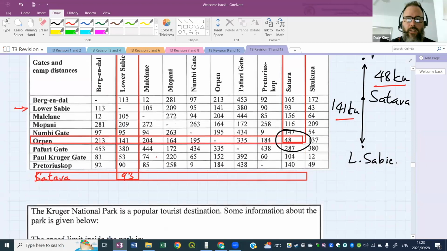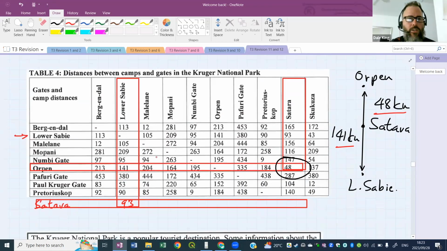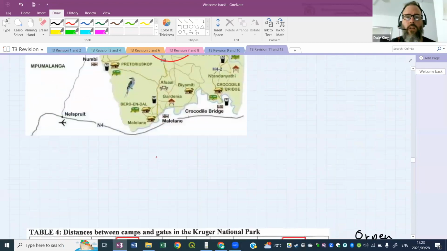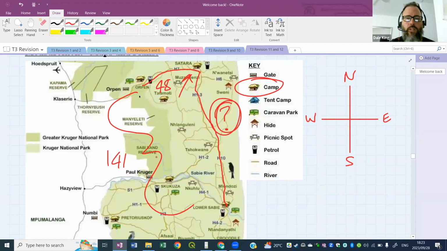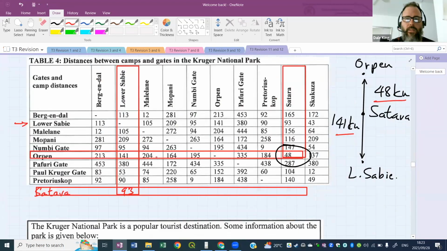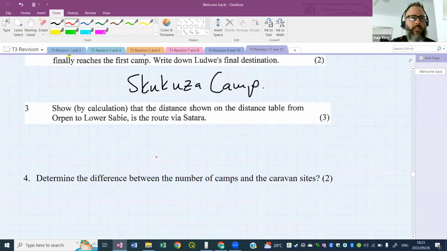I wonder what they must have felt like when they were trying to do this question. Oh, we got Satara to Skukuza. Satara, Skukuza. There we go. Okay, cool. Let's try. No, it's on the wrong side of the table. All right, moving on. What else do they have for us?